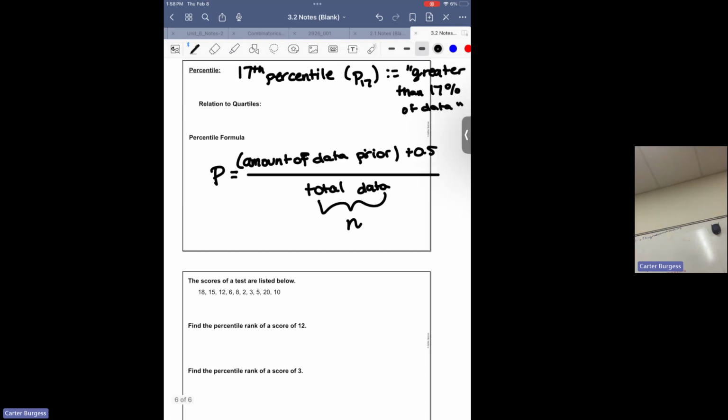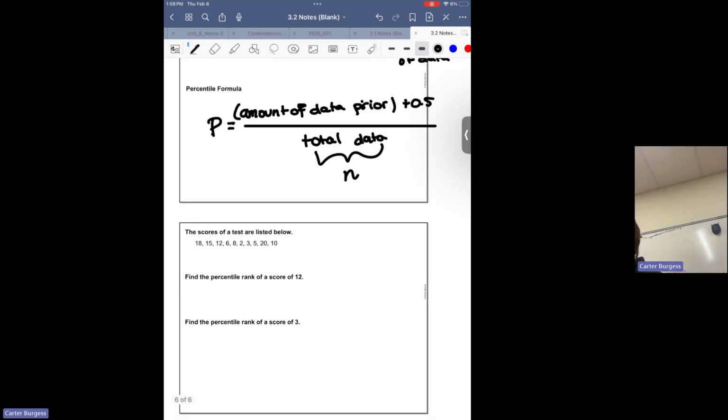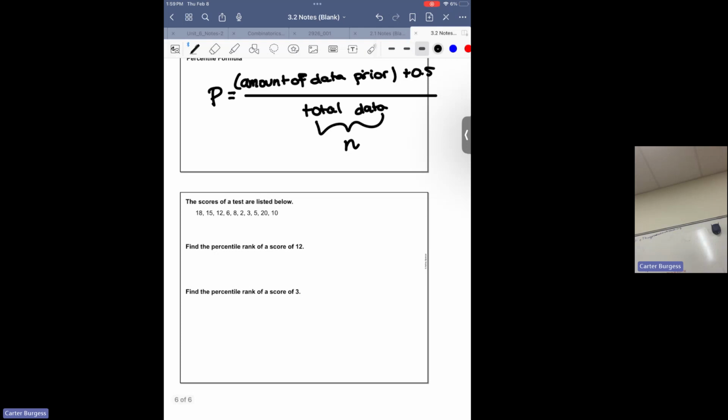All right, let's see this in action. We are given a list of test scores here. We are trying to find the percentile for getting a score of 12. What do I have to do in order to talk about the percentiles and medians and all that? Numerical order. Perfect. Put this in numerical order.